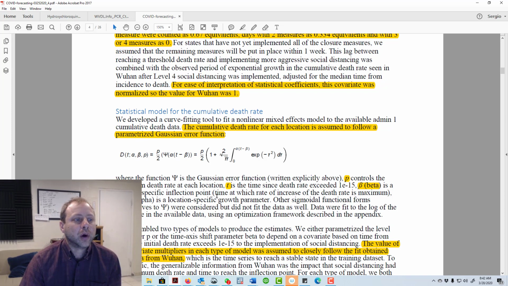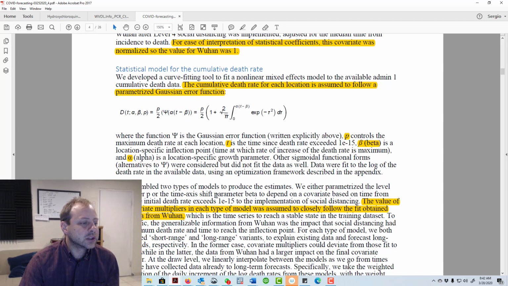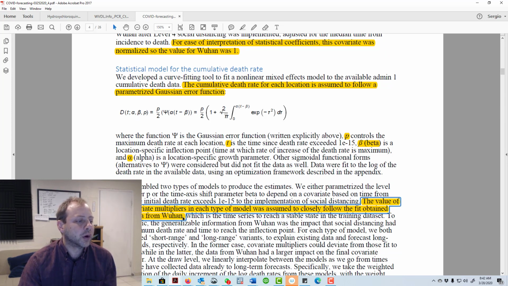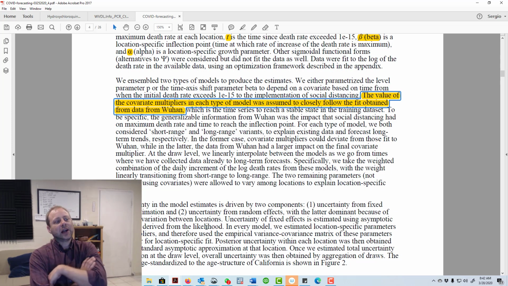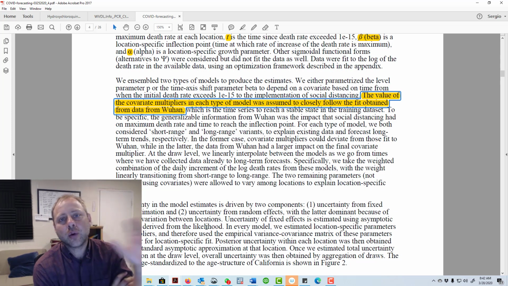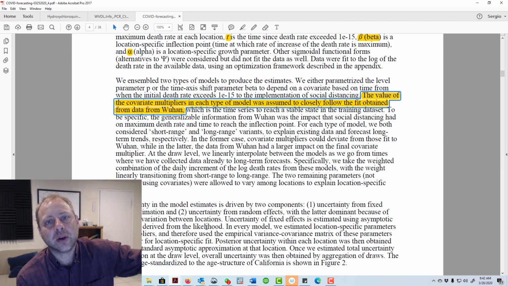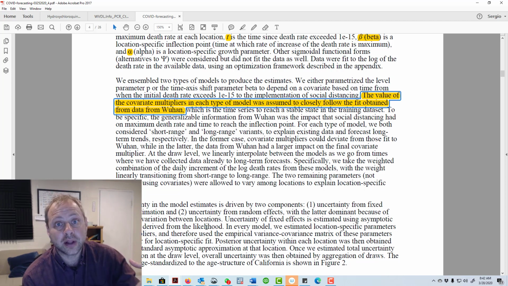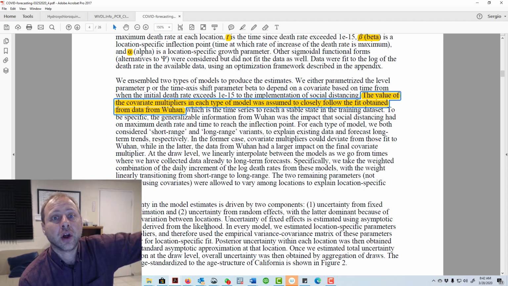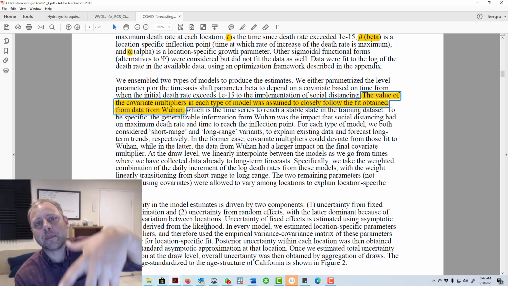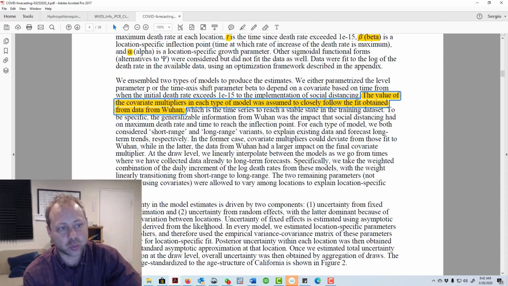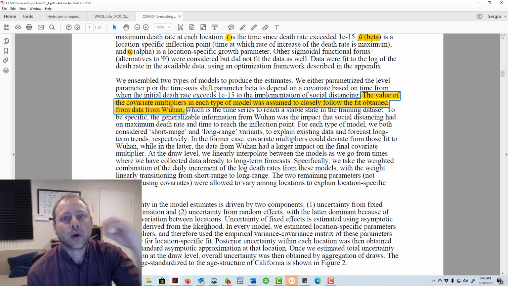And so, well, how do they do this? The value of the covariate multipliers follows the fit obtained from the data from Wuhan. This is critically important. This line says we looked at the curve that happened in China, when it peaked and how it peaked, and we used that curve and our first week numbers to project what was going to happen over the next month, month and a half, two months, whatever.